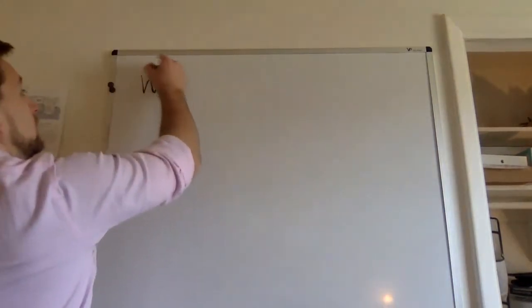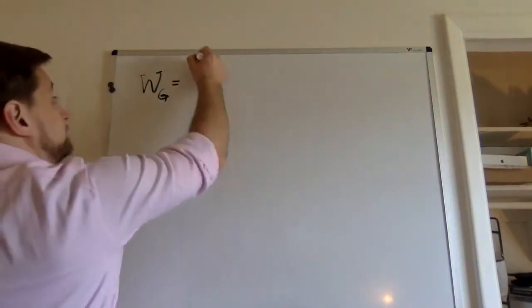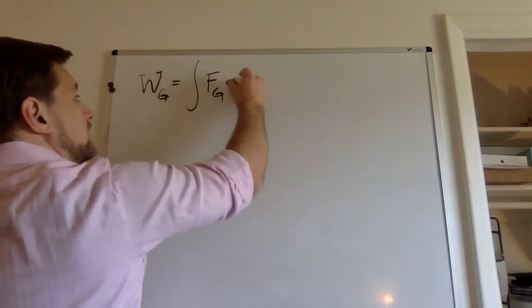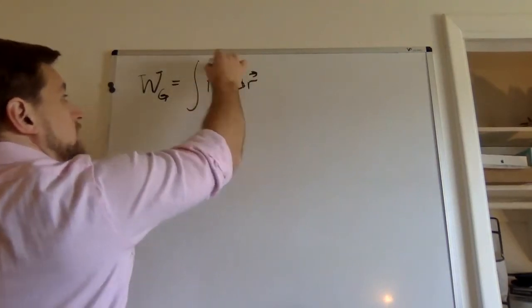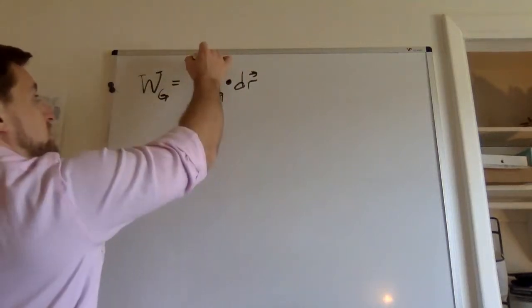To really answer that question, we have to lay a little bit of groundwork first. And the way we're going to do that is by asking, what is the work done by gravity? We know what it used to be. It's the force of gravity dot the displacement integrated from position 1 to position 2.